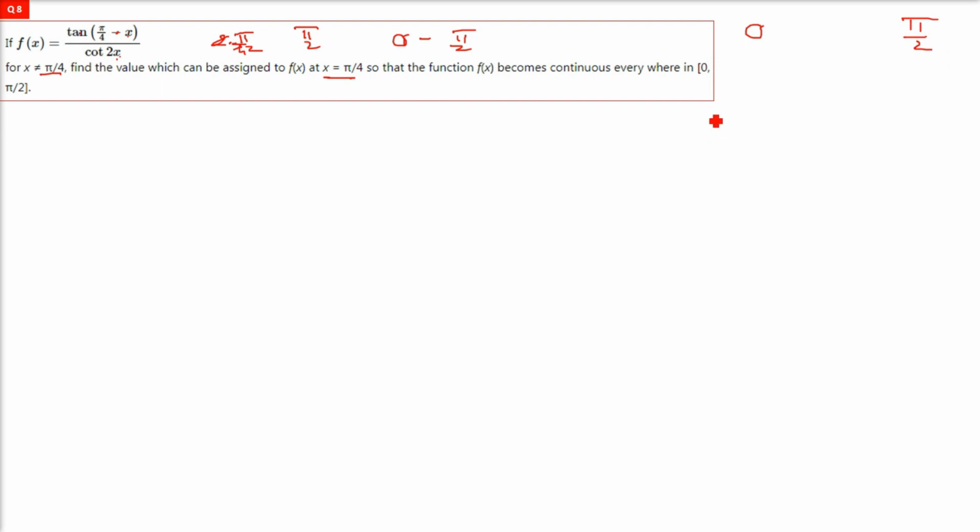Now from 0 to pi by 2, we want it to be continuous. The question is saying that. But pi by 4 is in between. So there is a point where some function change or some discontinuity is there. So the question is asking, we have discontinuity at pi by 4, so please tell us what the value of f(pi by 4) will be so that this function is continuous from 0 to pi by 2. That is, at the point pi by 4, f(pi by 4) we have to tell. And how to tell that?